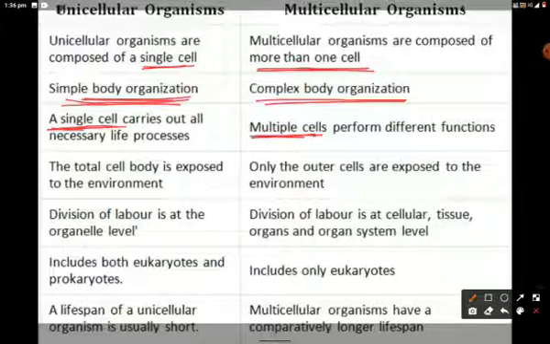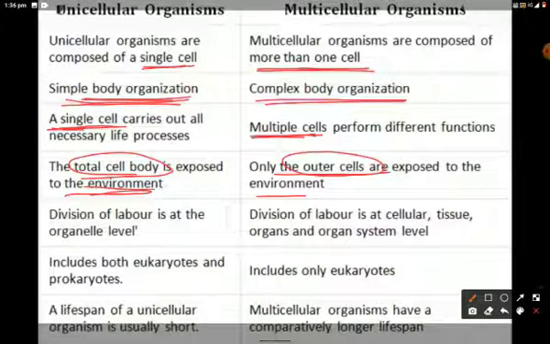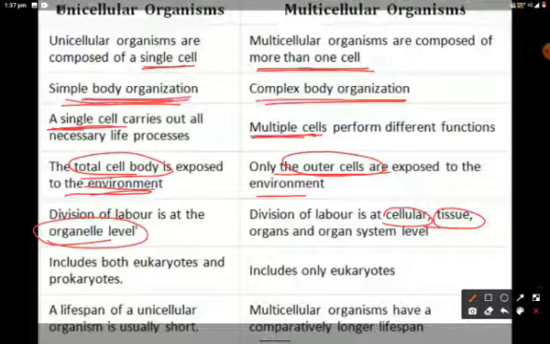The total cell body is exposed to the environment. Here, only the outer cells are exposed to the environment. See the difference? Yes. Next point. Division of labor is at organelle level. Here division of labor is at cellular, tissue, organ, as well as organ system level.